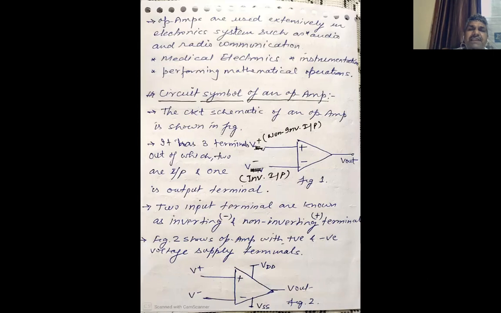At the non-inverting terminal, if we apply an input, the output is non-inverting, but at the inverting terminal, if we apply an input, the output is inverting, that is 180 degrees out of phase. The next figure shows the operational amplifier with positive and negative voltage supply terminals, VDD and VSS. VDD stands for positive voltage supply and VSS stands for negative voltage supply.